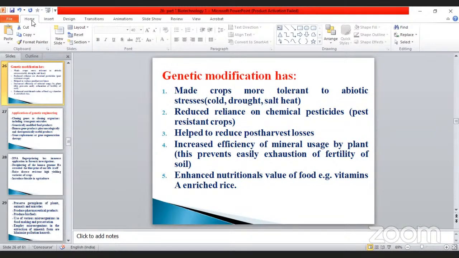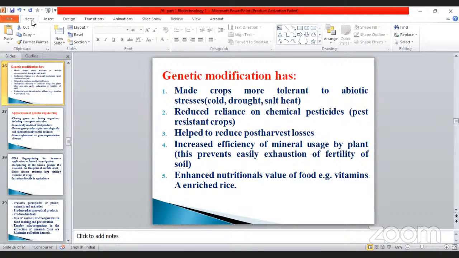And then the fourth one is increasing the efficiency of mineral usage by plants, because not all the minerals are utilized by the plant when you introduce fertilizers. Otherwise, the soil already naturally contains these components, but how will they be absorbed? The plants will not absorb them. Increase the efficiency. How will it be increased? By genetic modification only can we do this, to increase the efficiency of mineral usage by plants.